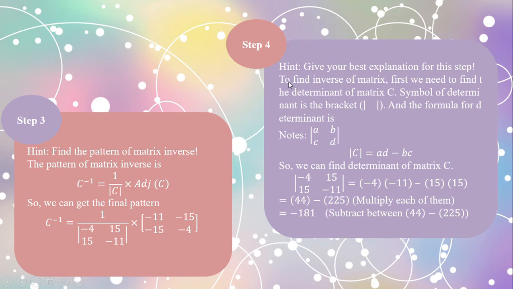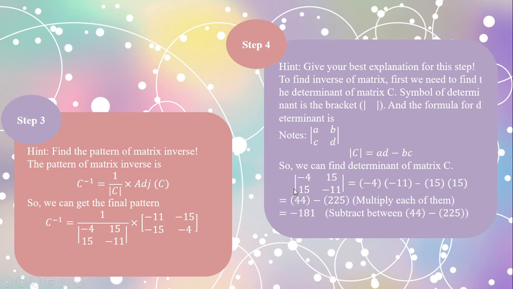For step 4, to find the inverse of matrix, first we need to find the determinant of matrix C. The symbol of the determinant is this bracket, and the formula for the determinant is: determinant of matrix C is equal to A times D subtract B times C. So we just look along the diagonals, A and D, and B and C. So we can find the determinant of matrix C.